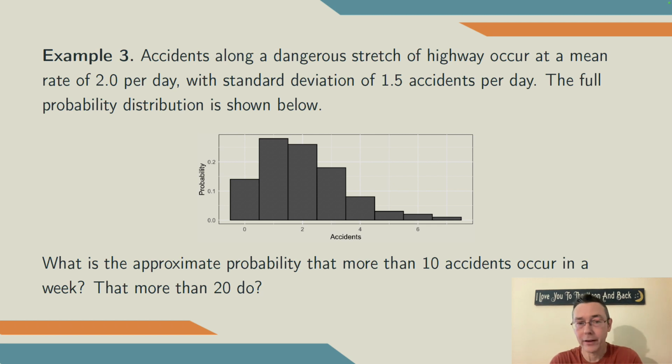Last example. Accidents along a dangerous stretch of highway occur at a mean rate of 2 per day with a standard deviation of 1.5 per day. So here's the full probability distribution. Looking at this, you can estimate that the probability that there are no accidents on a single day is probably about 14%, just estimating from looking at this graph. What's the probability that more than 10 accidents occur in a week, that more than 20 do? So again, pause the video and give this one a try, but notice that I'm asking about 7 days, even though the plot only shows the distribution for single days. So watch out for that distinction.